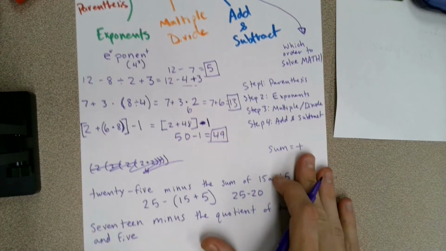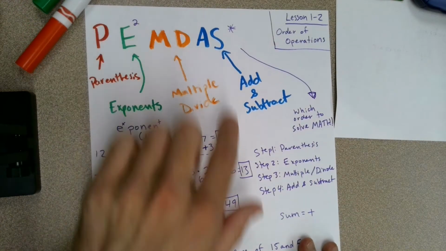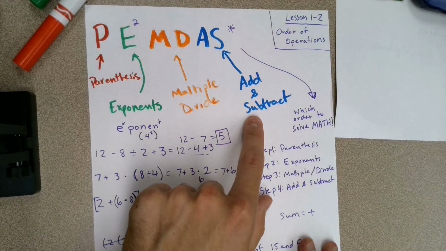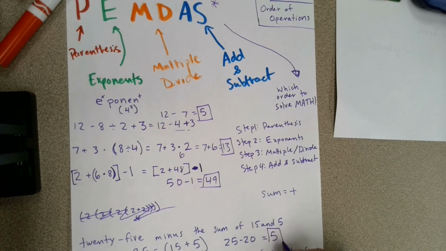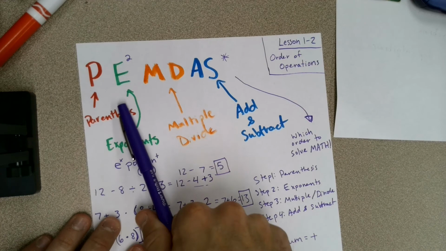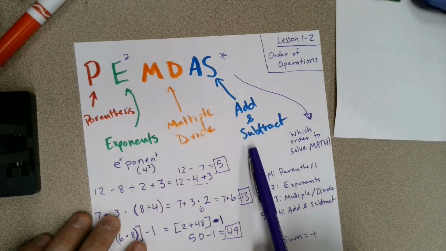No exponents. Multiplication, division? None of that. We can skip it. Last step. Add, subtract. All right, let's do it. Final answer is 5 using PEMDAS. PEMDAS, parentheses, exponents, multiply and divide, add and subtract in that order.